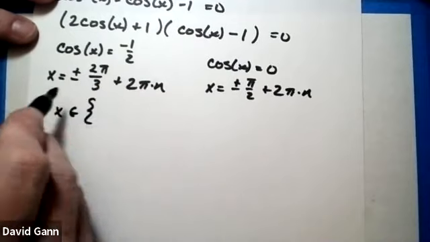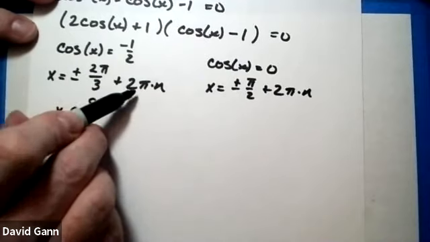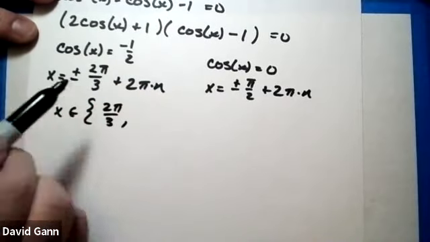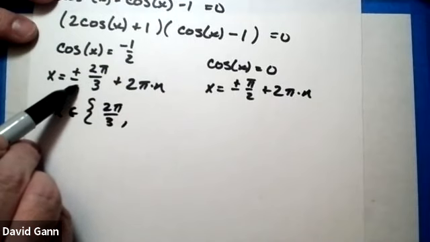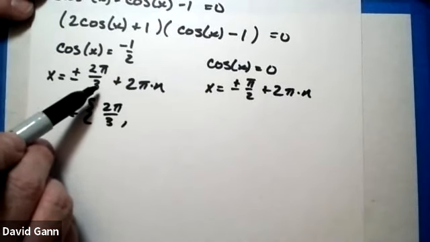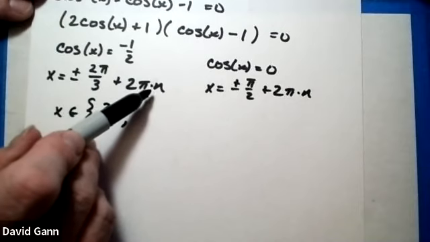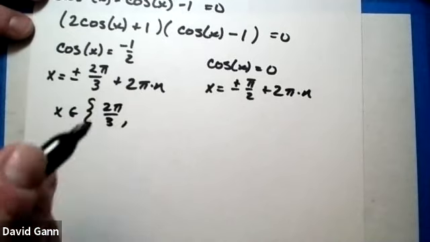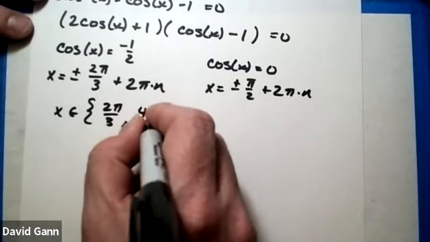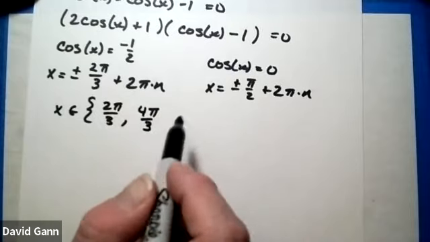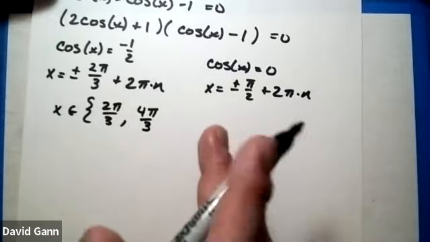We've got 2 pi over 3, where if we take the positive branch and n equals 0, so 2 pi over 3. We could also look at the negative branch, but negative 2 pi over 3 is not enough. If we add 2 pi to it by setting n equal to 1, we're going to get 4 pi over 3. And anything else will be outside of the range.